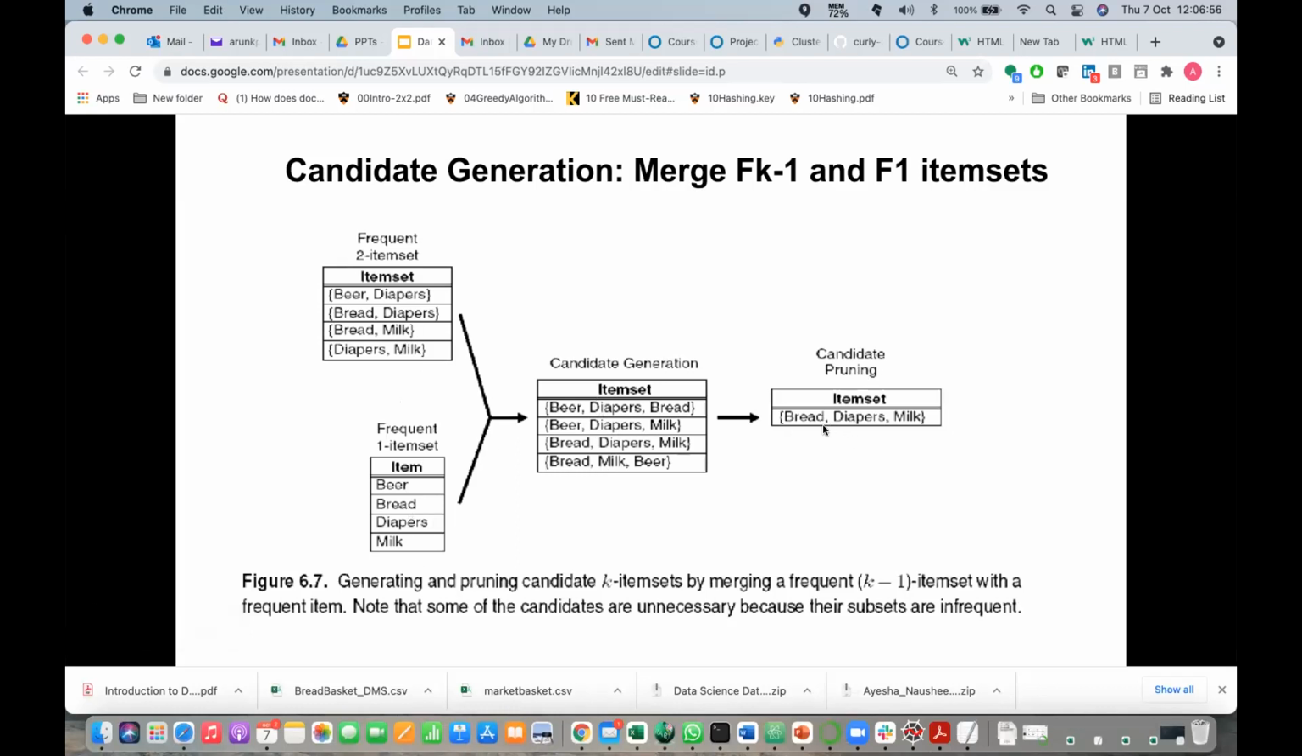Then candidate pruning: after this, you check which ones actually have the support, after getting these 3. This is candidate generation, Lk plus 1, which means the next level. After pruning, you will get Fk. So we are generating and pruning candidate k item sets by merging a frequent k minus 1 item set with a frequent item. Note that some of the candidates are unnecessary because their subsets are infrequent. It is important to understand why we try only the frequent 1 item sets to find Fk.